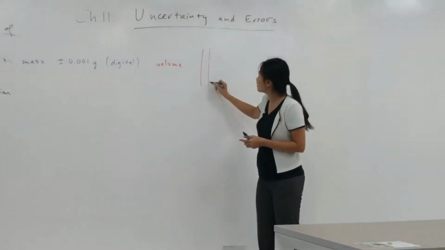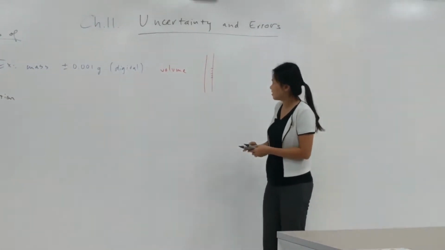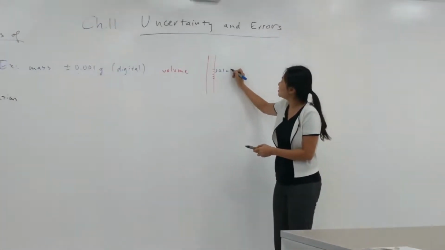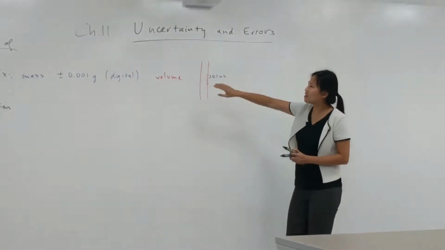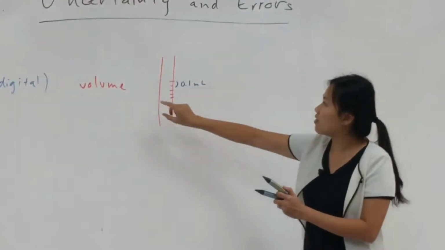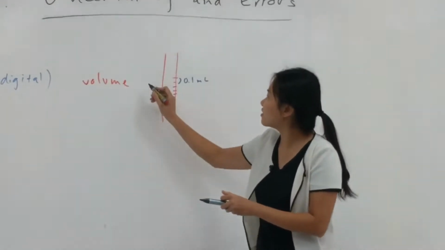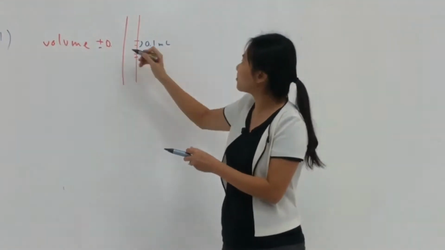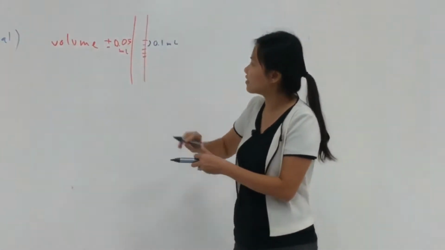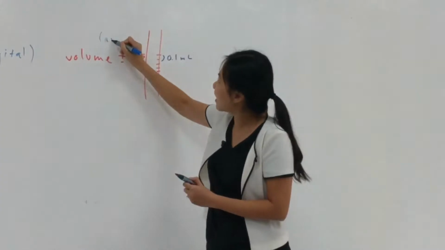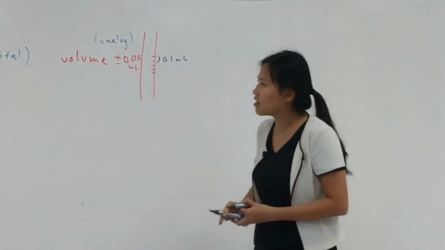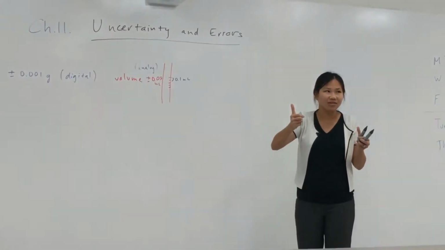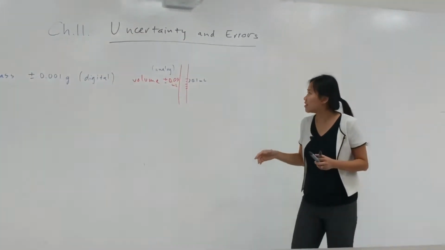So here's your burette, and then there are these divisions here. If the smallest division is, let's say, 0.1 milliliter, then the uncertainty of that volume is whatever number plus or minus half of that, 0.05 milliliter. So this is an analog device: the uncertainty is half of the smallest division. Cool? So that's your absolute uncertainty.